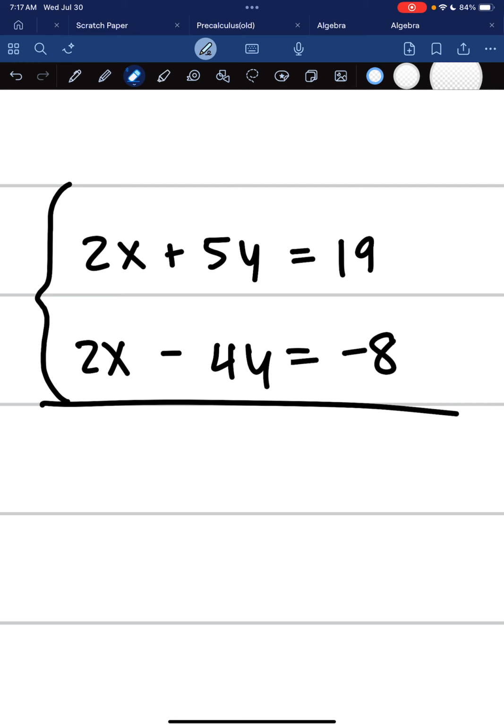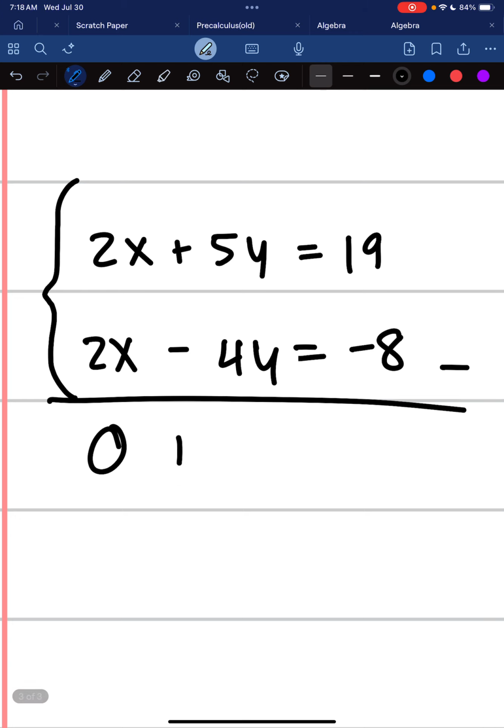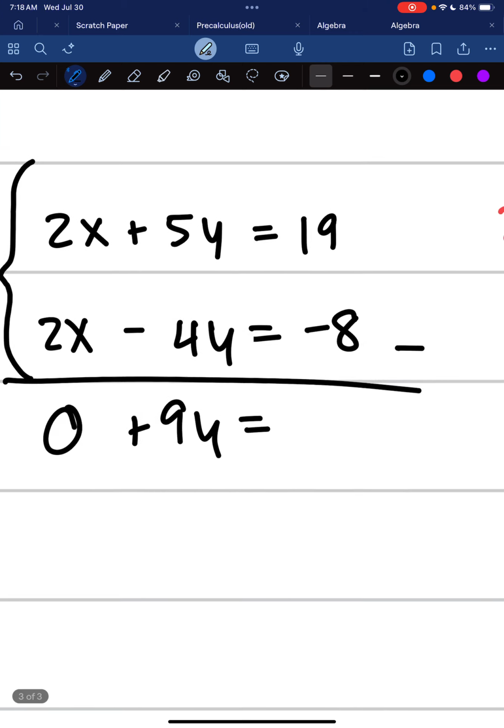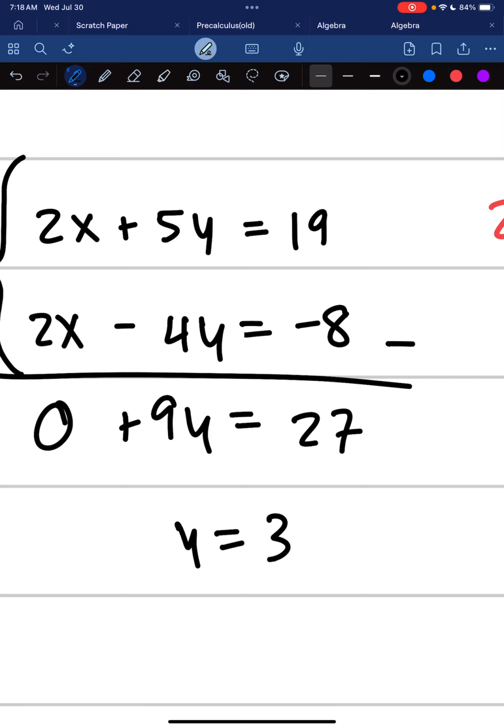Instead, what I'm going to do is subtract them. So I get 2x minus 2x is 0, so I've eliminated x. 5y minus negative 4y. Remember that this is minus negative 4y, so that's going to be 9y, because when you have that double negative, it becomes positive. And then 19 minus negative 8 becomes 27, again that double negative becomes a positive. So 9y is equal to 27, and then divide both sides by 9, y is equal to 3.